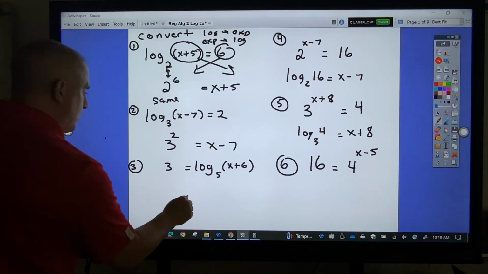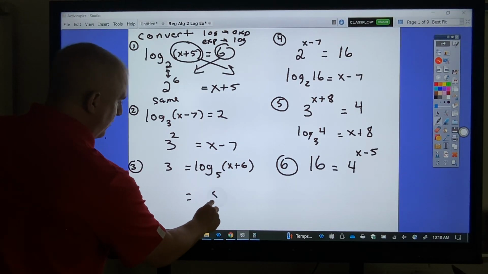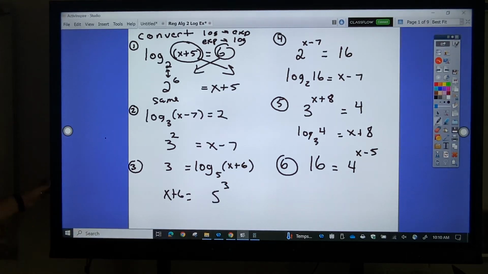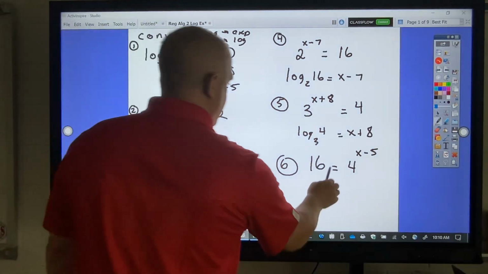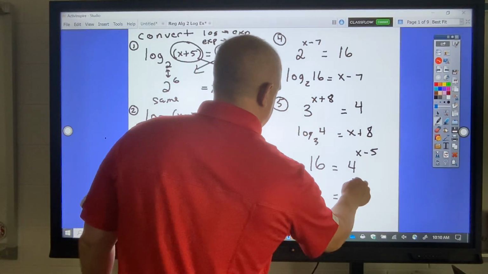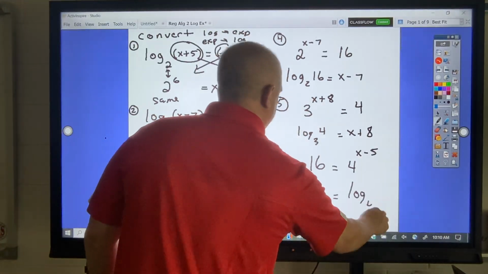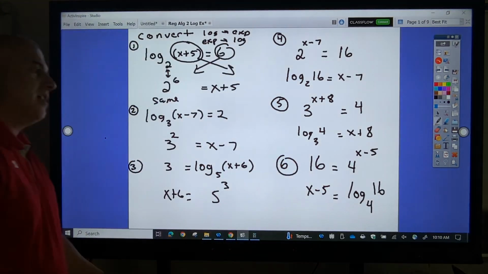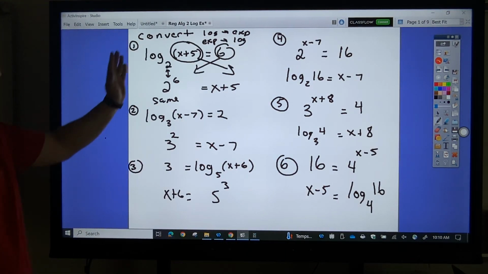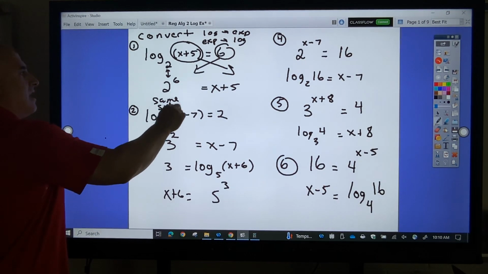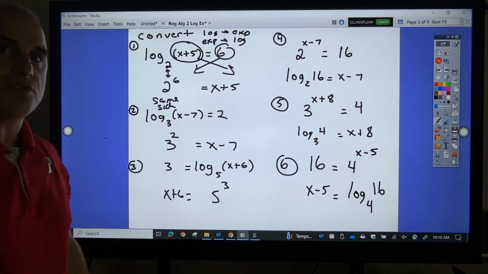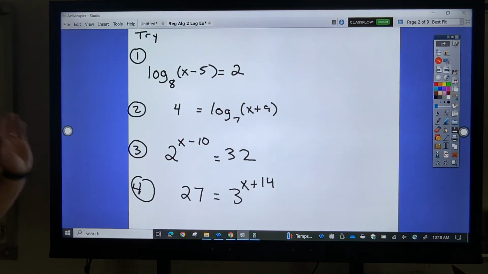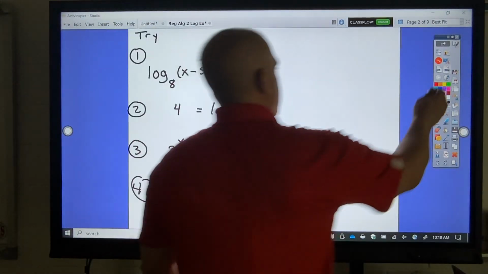Okay, on this one, now be careful, the base is over here, so keep it over here. That x plus 6 goes over to this side, the 3 goes there. Okay, now this one, I got log base 4. The x minus 5 goes over there, the 16 goes there. So keep the base on the same side, okay? All right, and then move the other two parts. Okay, that's how you convert. That's the easy way to do it, okay? Go ahead and try these, okay?